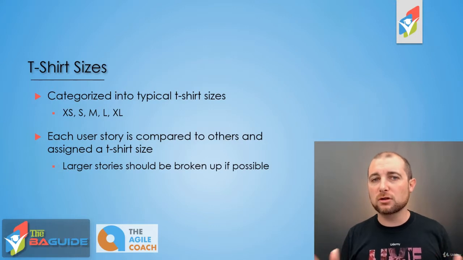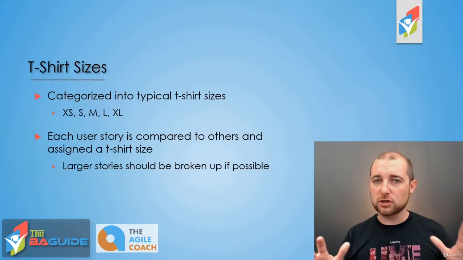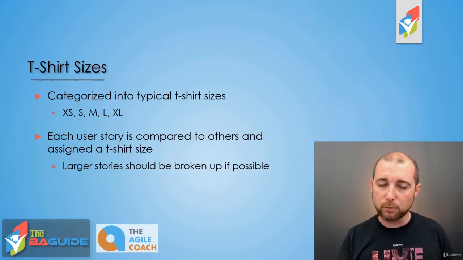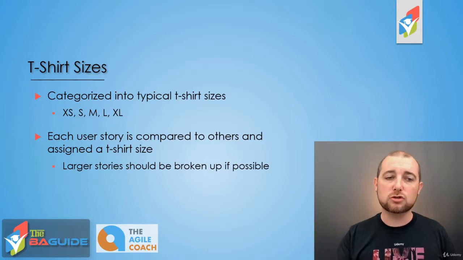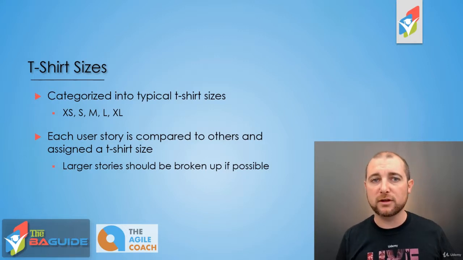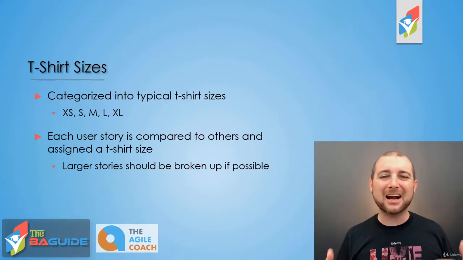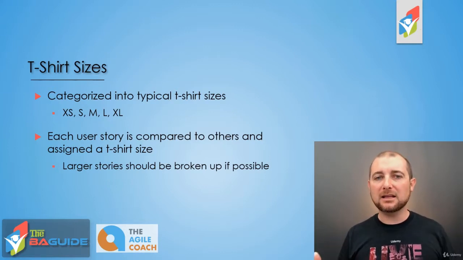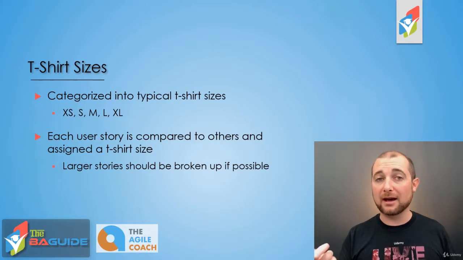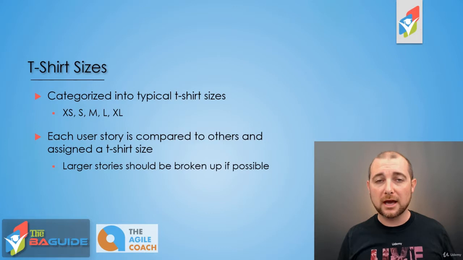The large and extra large user stories are the ones that you should look at and see if you can break them up, if possible, into smaller user stories, ones that would fit into the extra small, small, or medium-sized buckets. It's not always going to be possible, but it's highly recommended that you don't have many, if any, large or extra large stories as you move forward to begin some of your sprint planning. So that's the t-shirt sizes estimation technique.